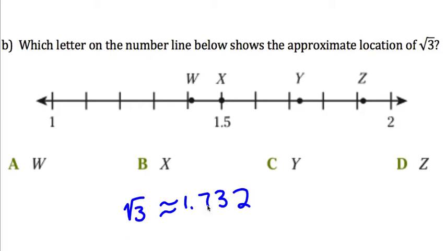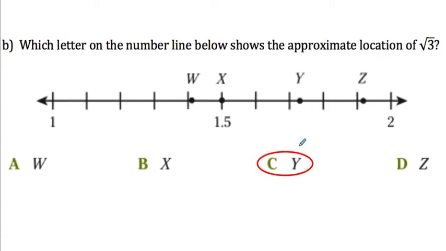So if we look at our answer here, 1.732, it looks like Y is going to be our best approximation, because this will be 1.8 and then 1.9. So Z would be something like 1.91. Okay, so the closest approximation here would be Y. That would be about 1.732, or the square root of 3.